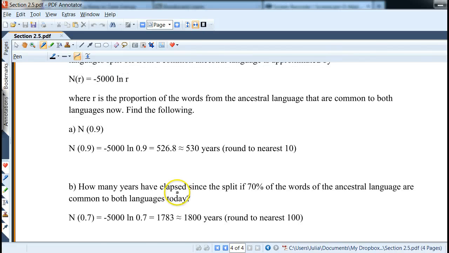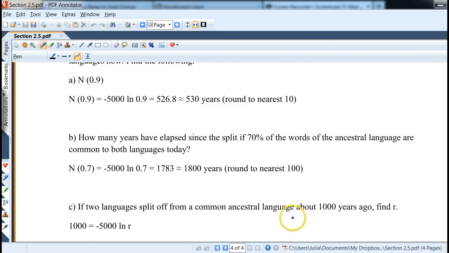Okay. Now here is a similar question, but what if it's given in words? Let's say, how many years have elapsed since the split if 70% of the words are similar? So we can write this 70% as a decimal. It's sort of like the rate problem from the previous section. So N of 0.7, I plugged it in and I got 1783. Again, we're approximating. This one's to the nearest 100, because a lot of times, like carbon dating, we're just approximating. So it's 1800.